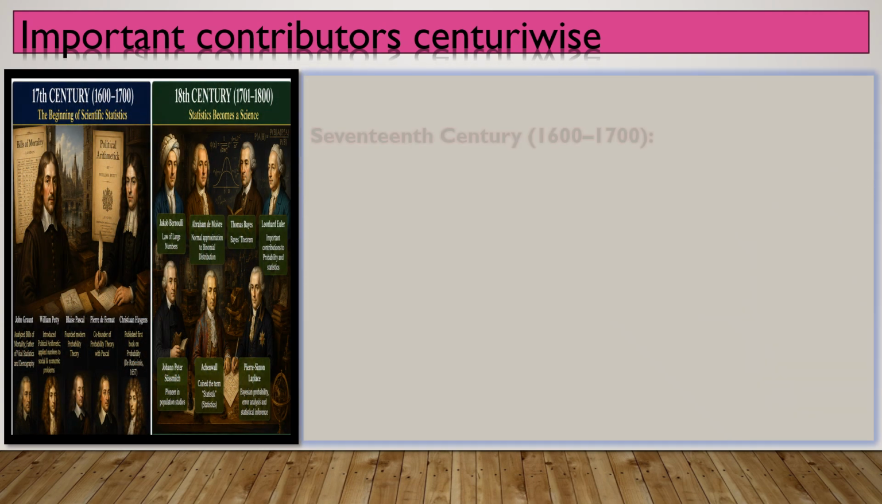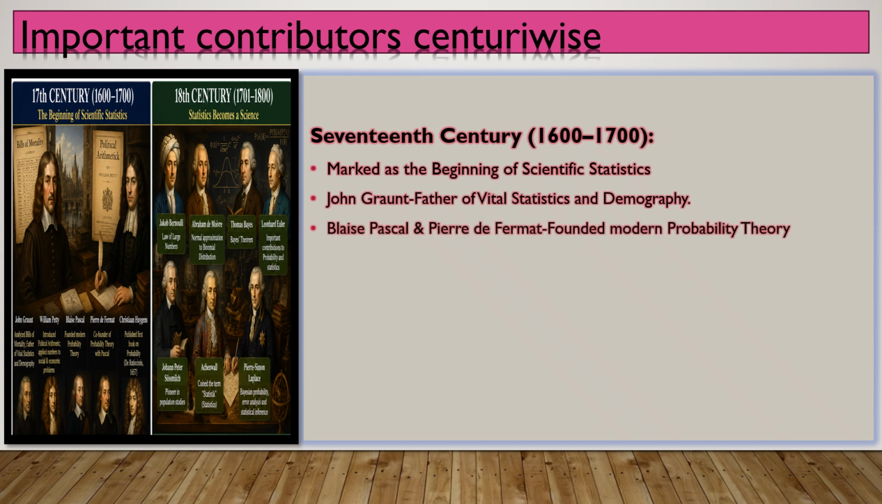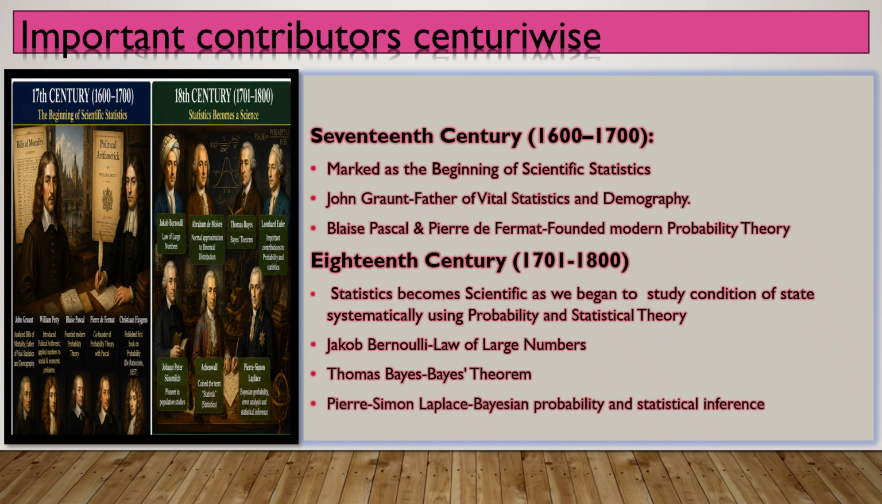The 17th century was said to be the beginning of scientific statistics, where various scientists invented and formalized several foundational tools. John Graunt was said to be the father of vital statistics and demography. Blaise Pascal and Pierre de Fermat founded modern probability theory. And in the 18th century, these methods became scientific, where Jacob Bernoulli made pioneering contributions in the law of large numbers, Thomas Bayes in Bayes theorem, and Pierre-Simon Laplace in Bayesian probability and statistical inference.